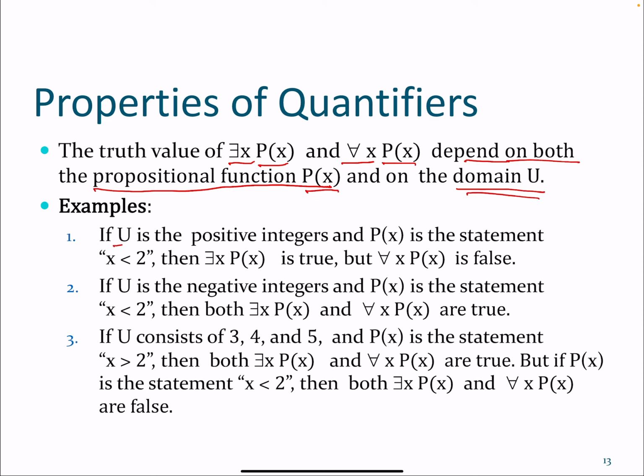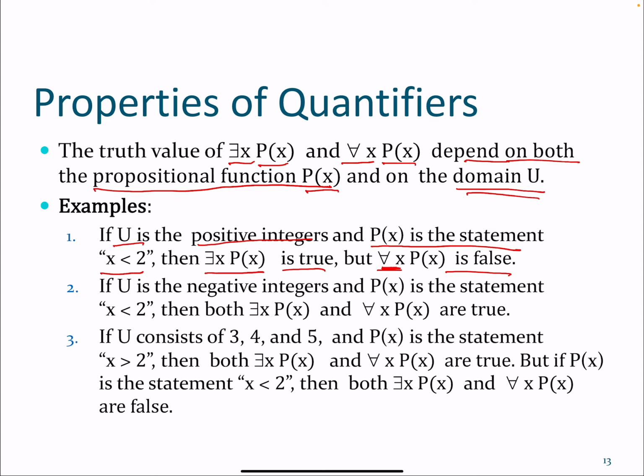For example, if U is the positive integers and P(x) is the statement x less than 2, then there exists x, P(x) is true because there is at least one positive integer which is less than 2. However, if you change the quantifier to for all x, it is false because it's not true that all the positive integers x are smaller than 2. Okay, so these are the examples. You can also check other examples for this.